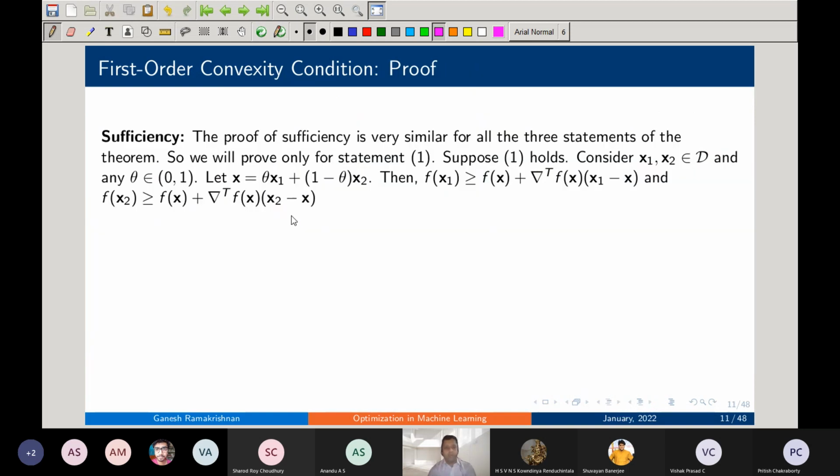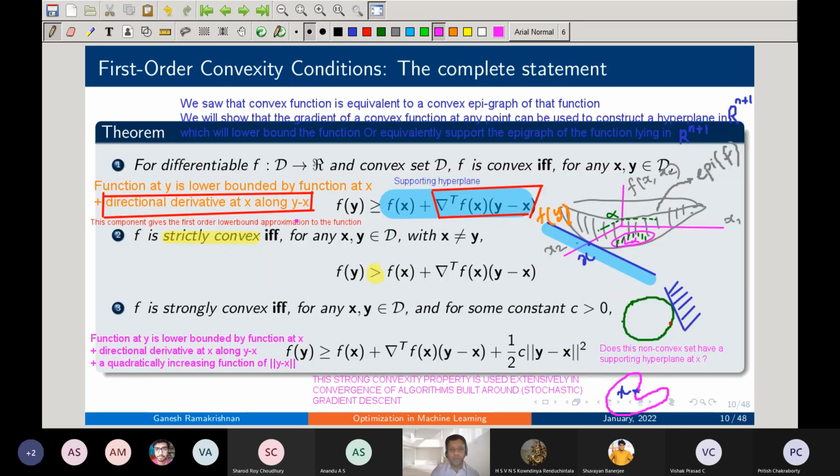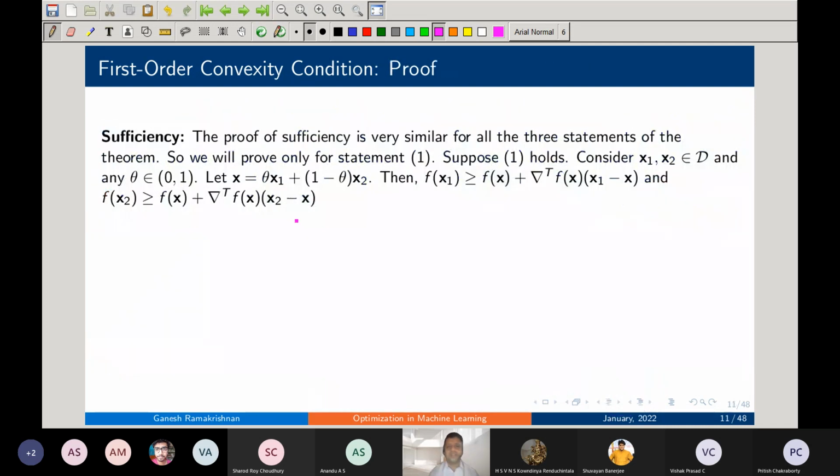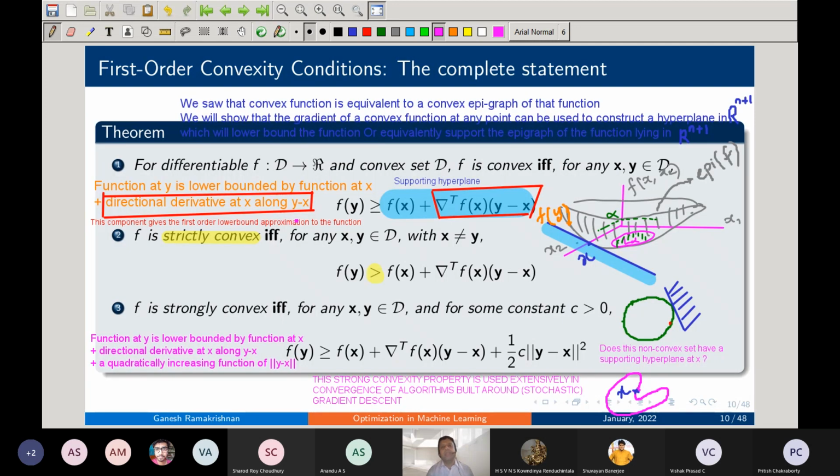Okay, so the proof of this. How do you prove this? Actually, the proof of sufficiency is very similar for all the three statements, right? So we'll just prove it for one, which is the normal convexity case. We want to prove that suppose one holds, basically that the supporting hyperplane exists, or there is a lower bound for a convex function. Then we want to show that the original definition of convexity holds, right?